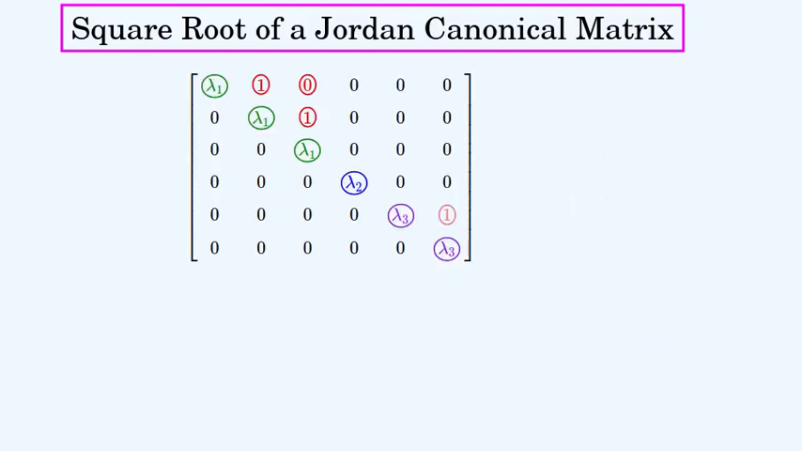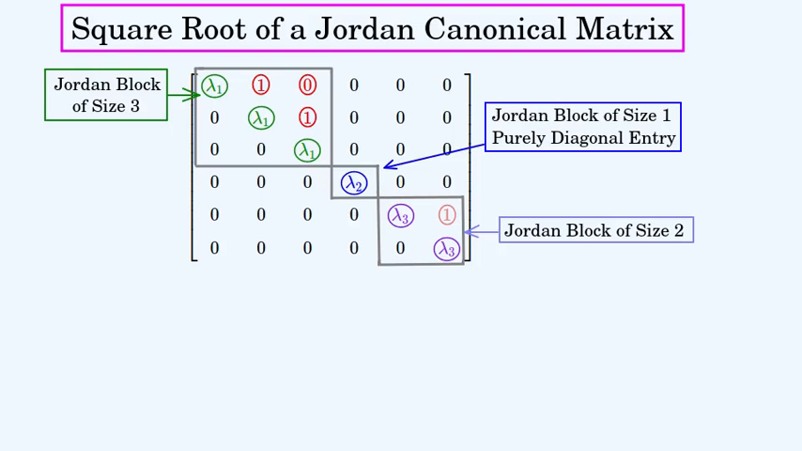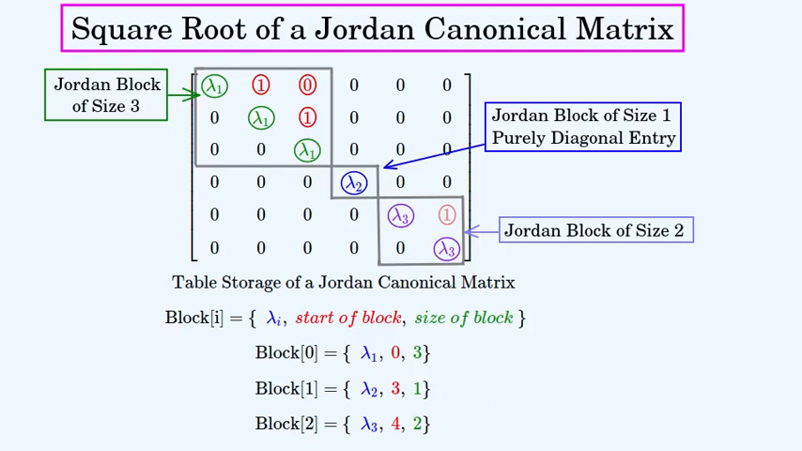So the first step is to convert a Jordan matrix into a table of values, which can store this matrix effectively. We can use a function to test whether or not it is in Jordan canonical form, and then convert it into a table of values. We can split this matrix up into these Jordan blocks as shown. The diagonal entry lambda 2 is a purely diagonal entry, but can be stored as a block of size 1. The computer program will calculate the storage of these blocks by the location of the 1s and 0s in the superdiagonal. This is how we'll store this matrix in this table of values format.